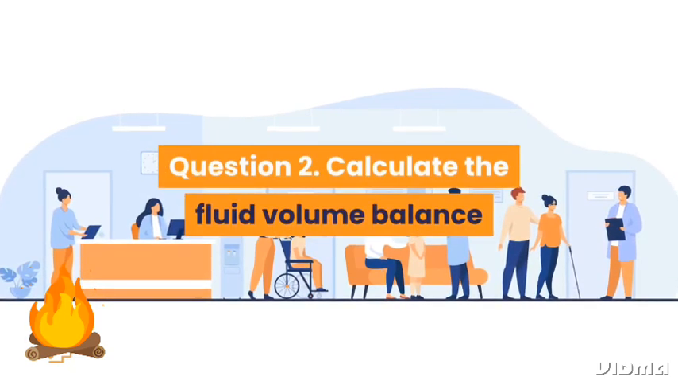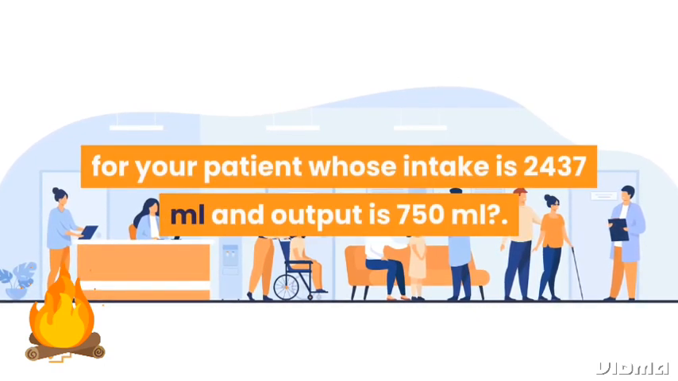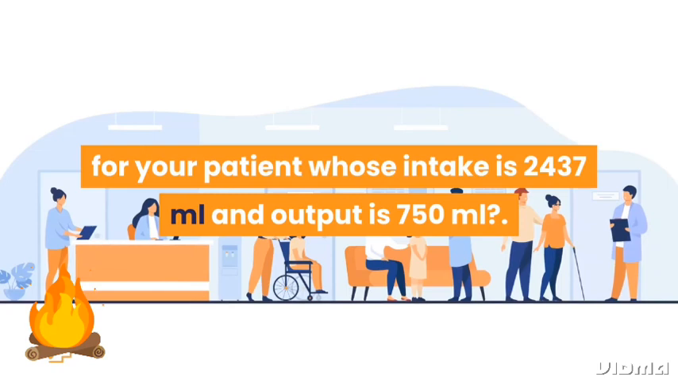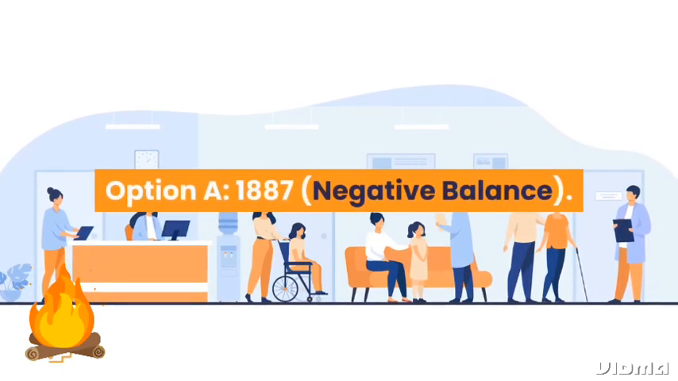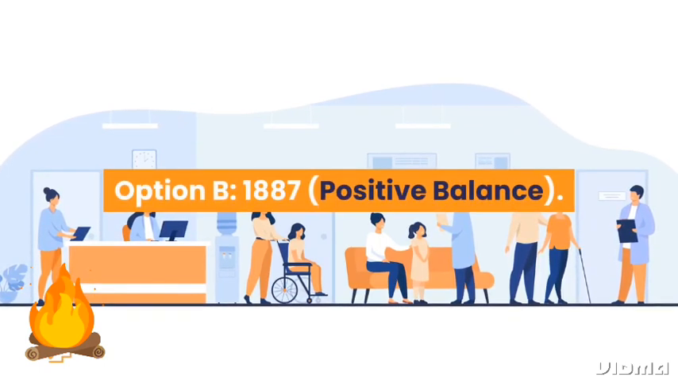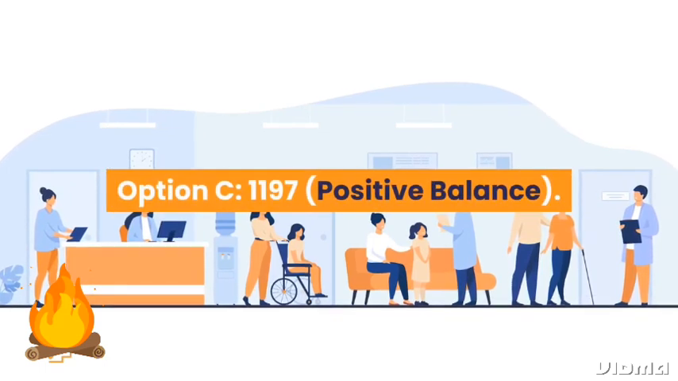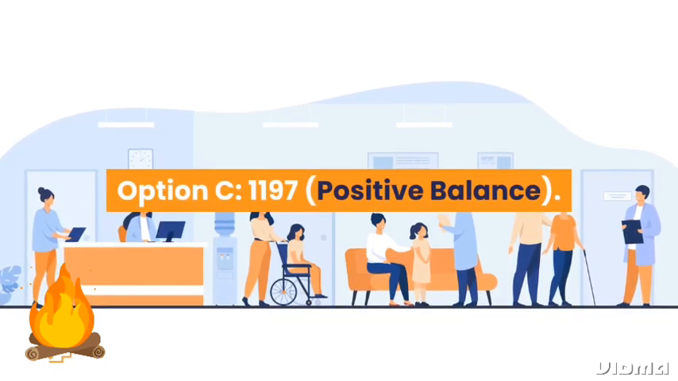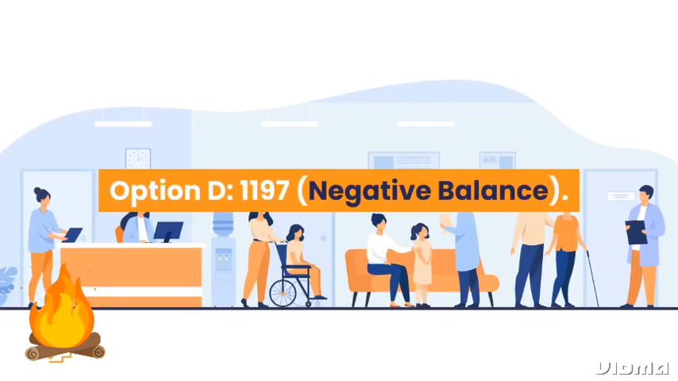Question 2. Calculate the fluid volume balance for your patient whose intake is 2,437 milliliters and output is 750 milliliters. Option A, 1887, negative balance. Option B, 1887, positive balance. Option C, 1197, positive balance. Option D, 1197, negative balance.